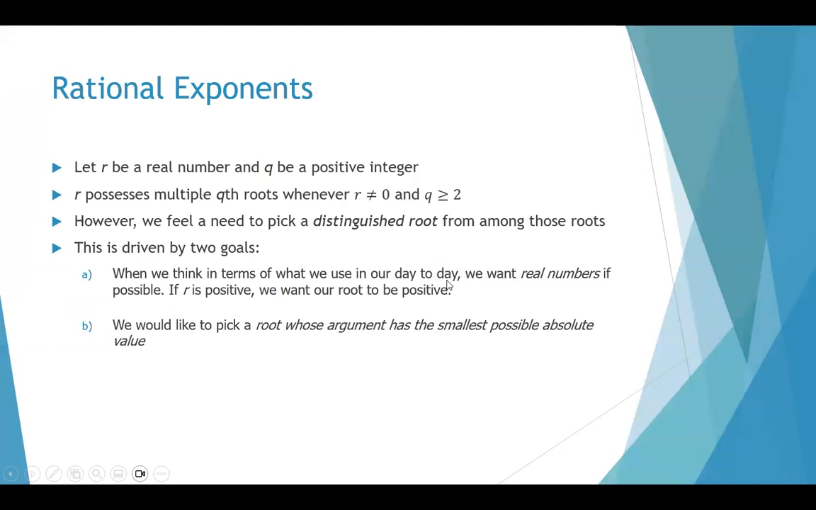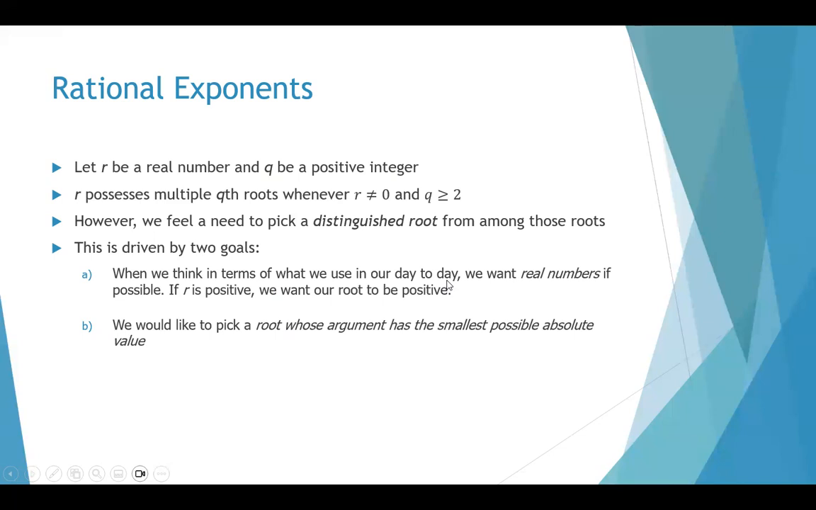So rational exponents. Let r be a real number and q be a positive integer. R possesses multiple qth roots whenever r is not equal to 0 and q is greater than or equal to 2. However, we feel the need to pick a distinguished root from among those roots. This is driven by two goals.